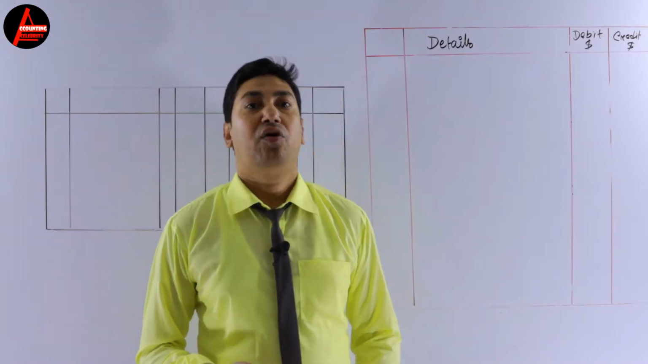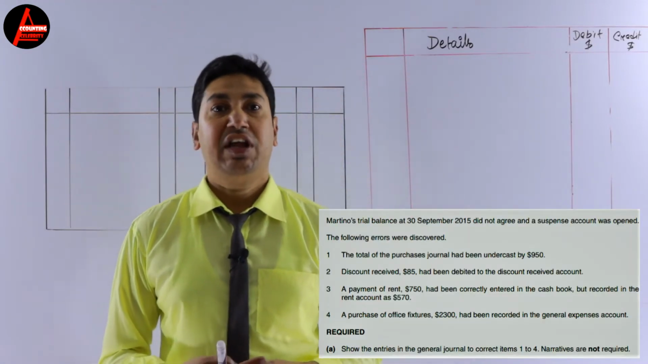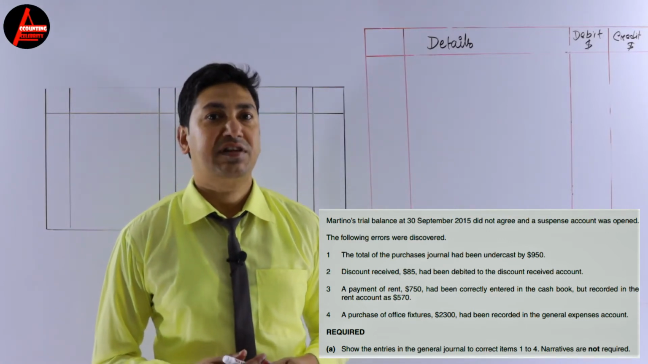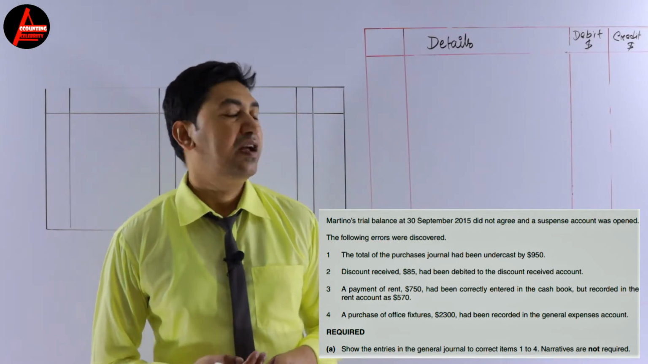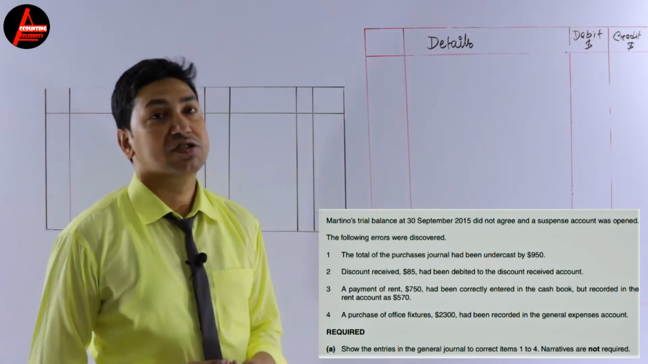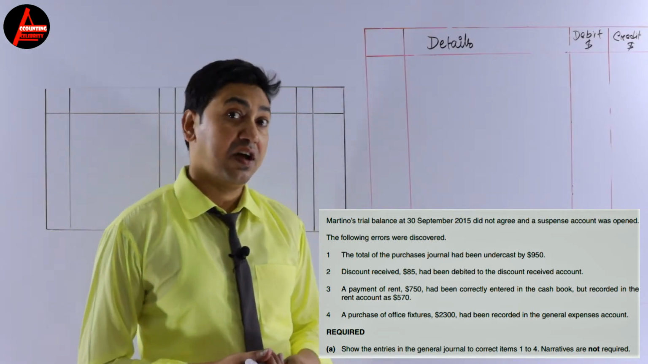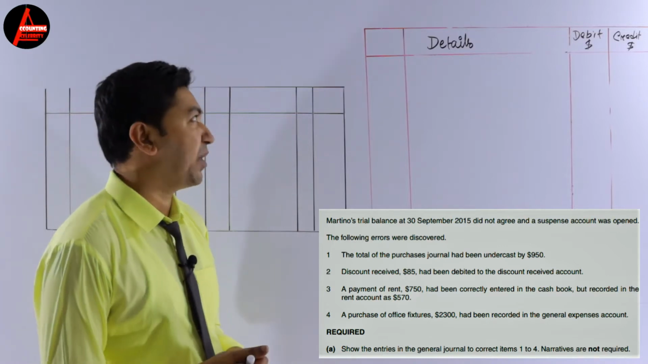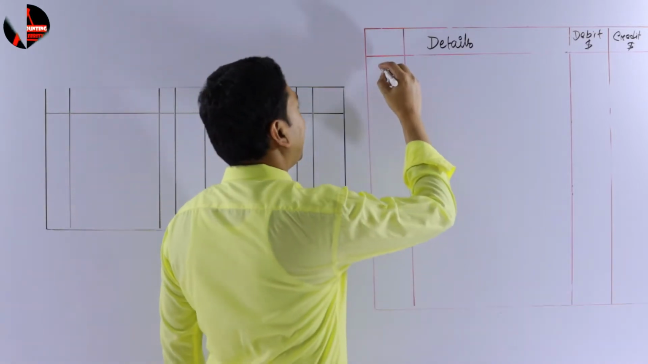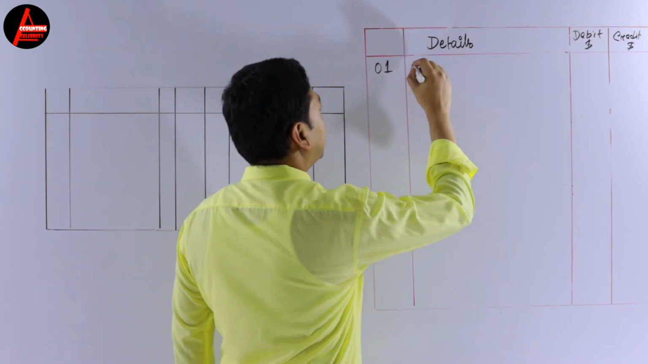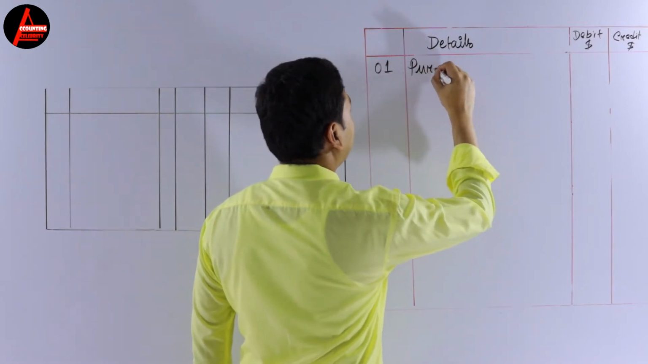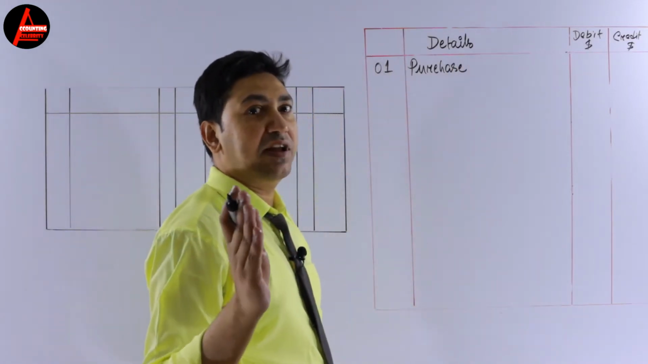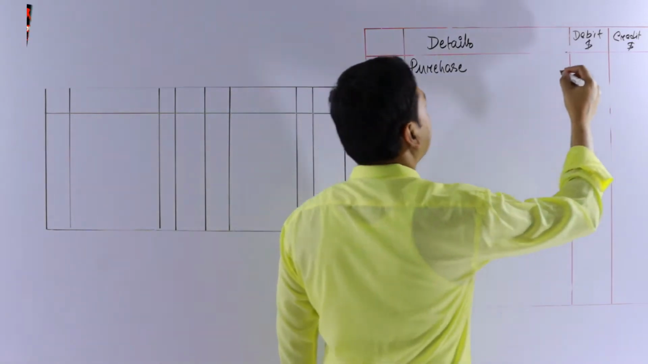Okay, so number one, what is the first transaction? The total of purchases journal had been undercast by $950. Okay, so purchase undercasted. So to correct it, we will debit purchase. Let us write here number one. So purchase account to be debited. What is the value given in the question? It is $950.